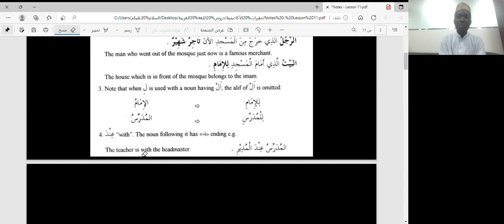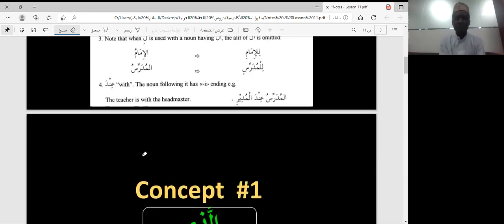So we have lil imami, al imamu; lil mudarrisi, al mudarrisu. When you add that li for the teacher, that alif would be omitted.